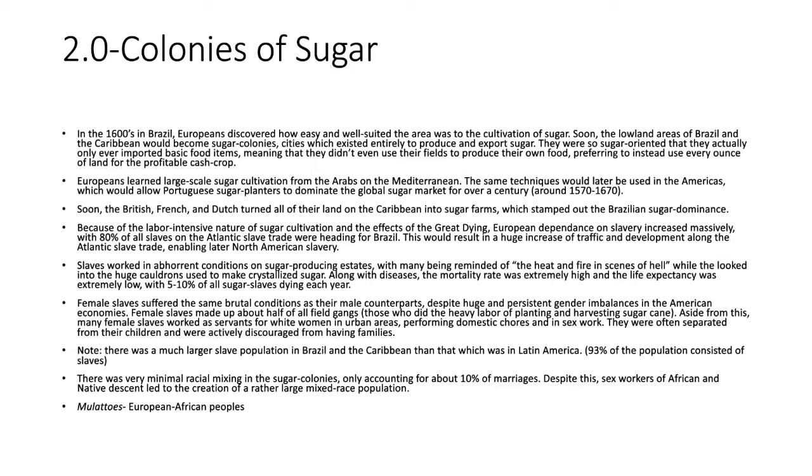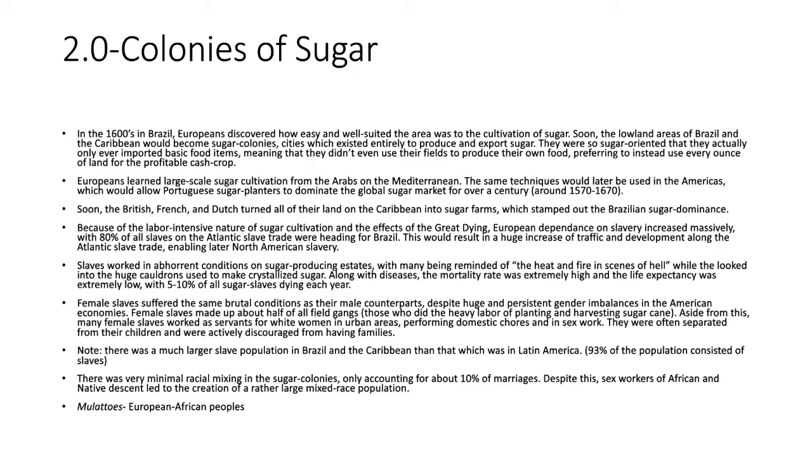Make note of the fact that although they were doing very heavy, intense labor, they were limited from doing skilled labor like working in the sugar refineries. Aside from this, many female slaves did also work as servants for white women in urban areas, performing domestic chores and sex work. These are the two most notable. They worked in your houses, they cook, they clean, but they're also used very frequently as sex workers.